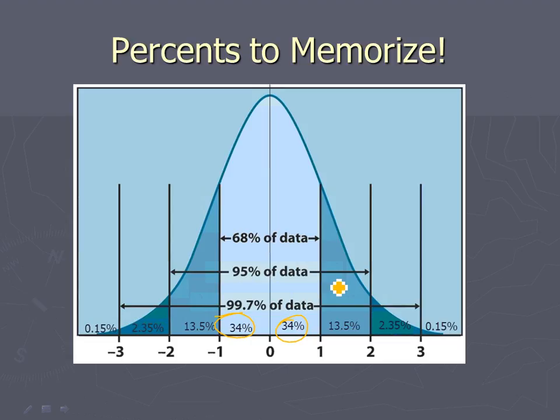So all of a sudden I know that 13.5% of my data will fall between 1 and 2 standard deviations of the mean. And all of a sudden all of these little sections we can know the percentages for. And this is very, very excellent and useful information that we can use when we're answering questions involving data sets that are normally distributed.